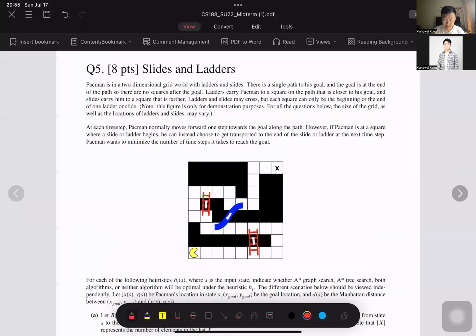Next, we'll look at question 5, slides and letters. It just says there's a Pac-Man and one path from the Pac-Man to the goal. On this path, there are letters which will send Pac-Man closer to the goal, and there are slides which will send Pac-Man further from the goal.